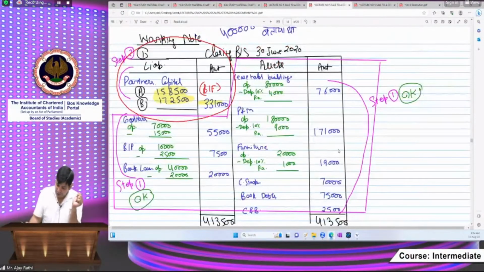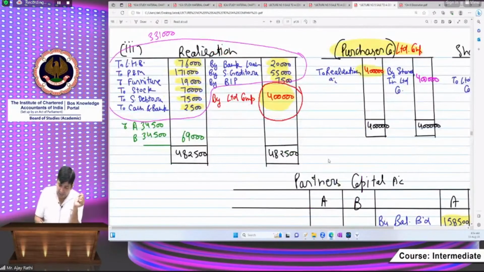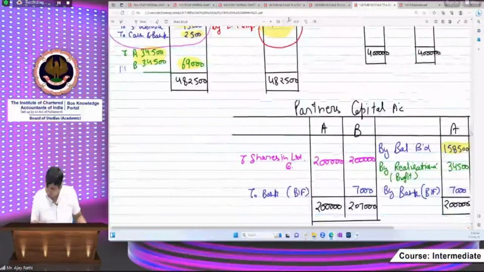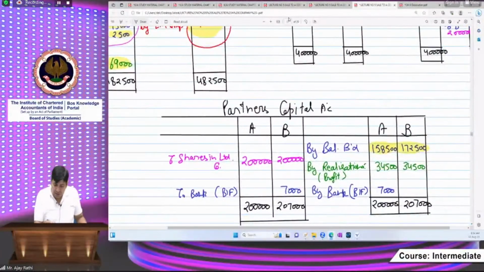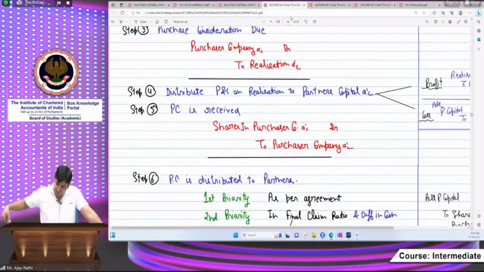So beta, profit and loss on realization is there. That is 69,000. That has to be distributed 1:1. So we have distributed such profit or loss on realization to the partners' capital. Step number four, we are doing here. We have posted to the partners' capital account the profit or loss on realization. Okay, beta, we have posted this one.